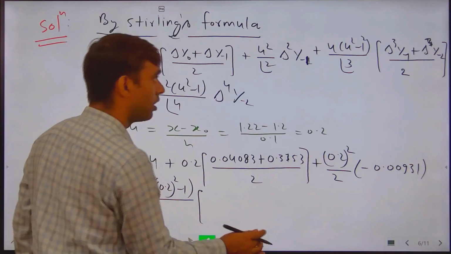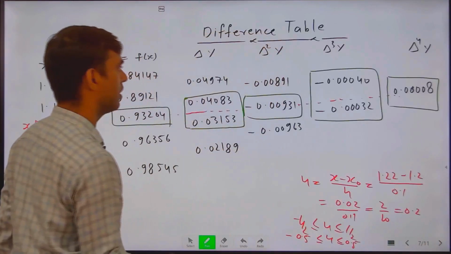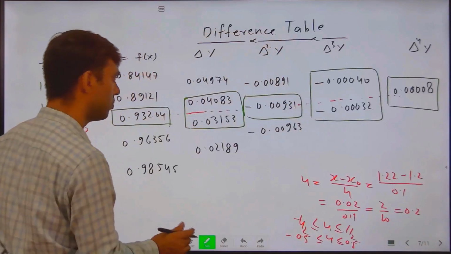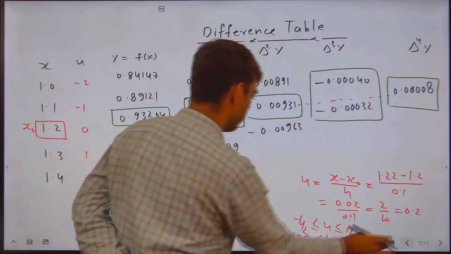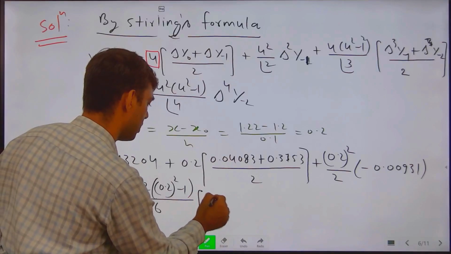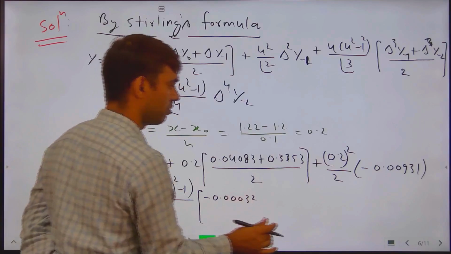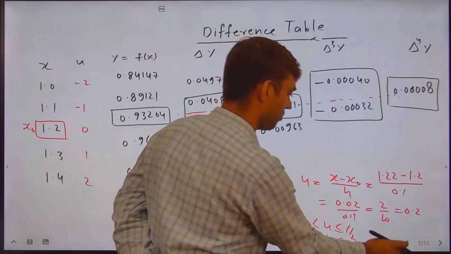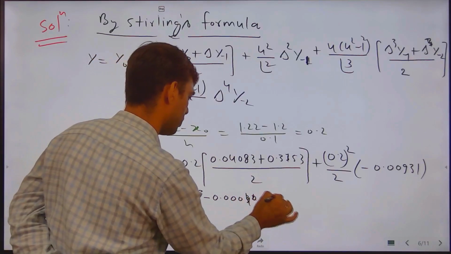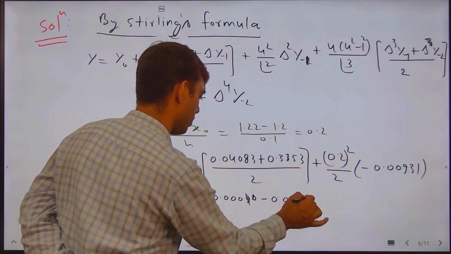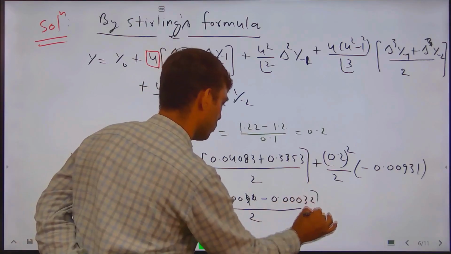del 3y minus 1 and del 3y minus 2. Del 3y minus 1 and del 3y minus 2 means 0.00040, 0.00032. So minus 0.00032 divided by what? Divided by 2.